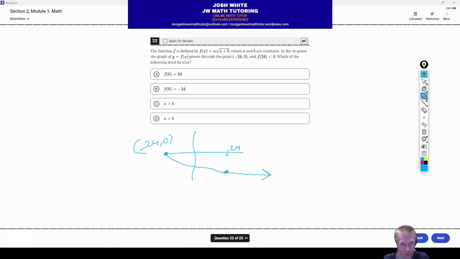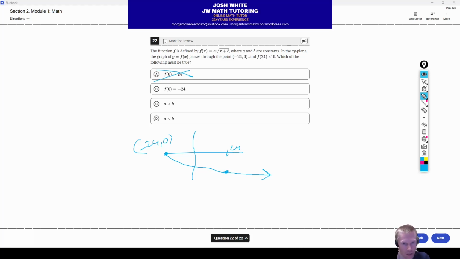So, which of the following must be true? F of 0 equals 24. Is the y-intercept at positive 24? No, clearly not. It's going to be some negative number, so we can get rid of that. What about the y-intercept being negative 24? It's possible. We don't know exactly yet, so we'll keep it for now, but then let's look at C and D.